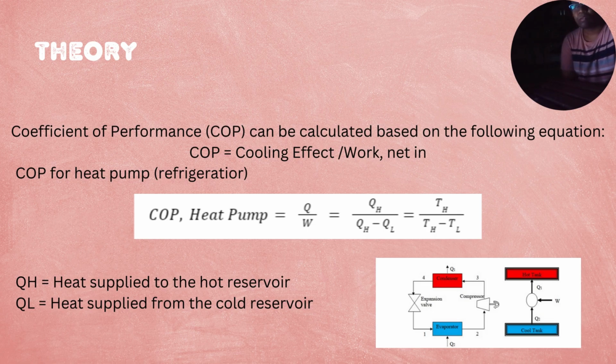Okay, for the theory, we need to calculate the coefficient of performance, COP, using the formula Q over W, with Q being the heat supplied by the cold reservoir, divided by the work used by the compressor.